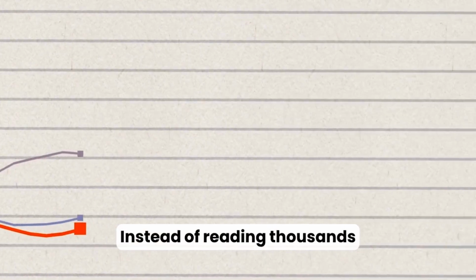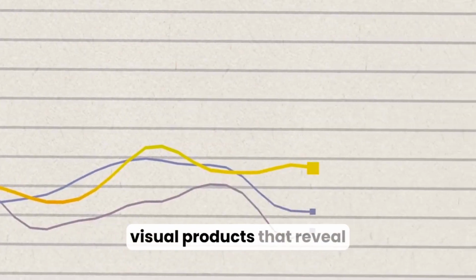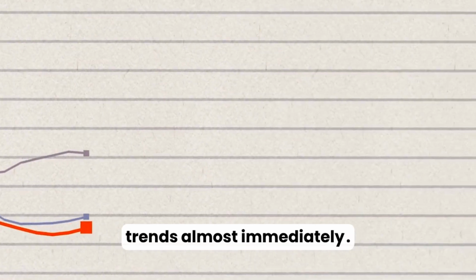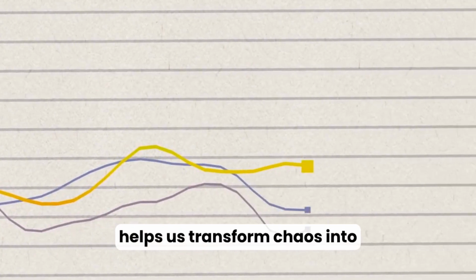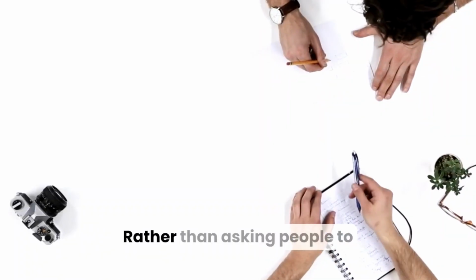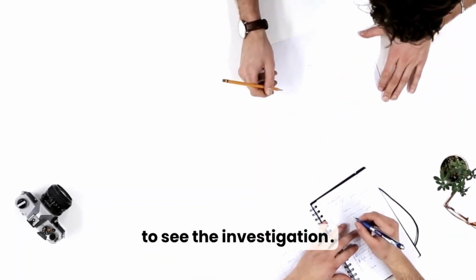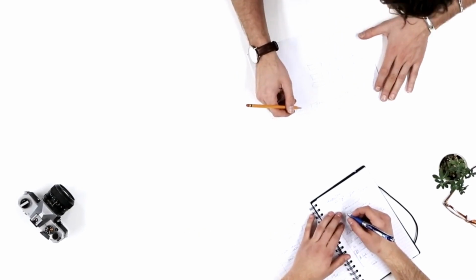Instead of reading thousands of individual facts, we convert those facts into visual products that reveal patterns, relationships, and trends almost immediately. In other words, visualization helps us transform chaos into clarity. Rather than asking people to read everything, we allow them to see the investigation. Let's look at some of the most useful visualization techniques.